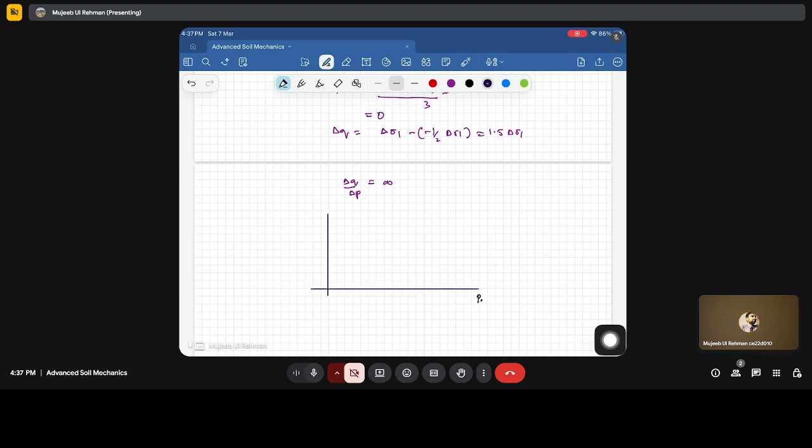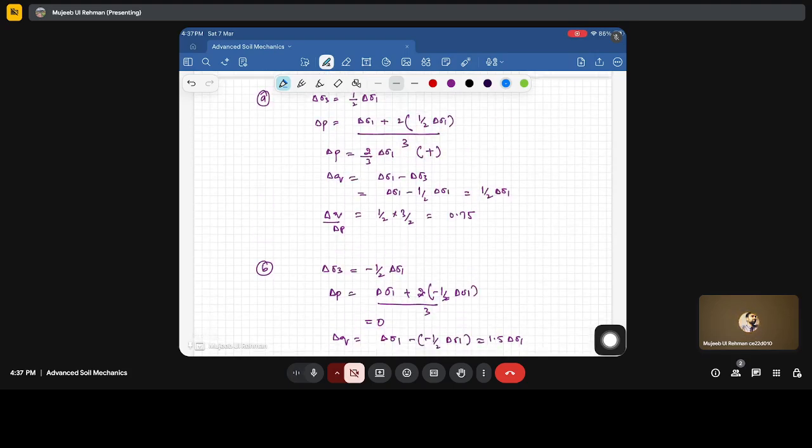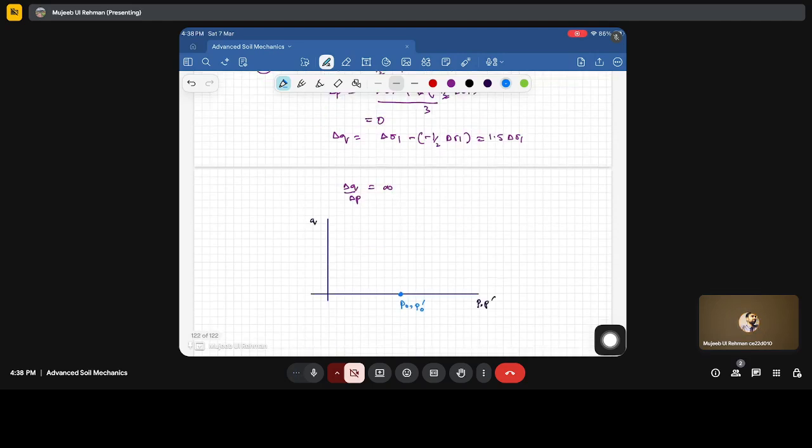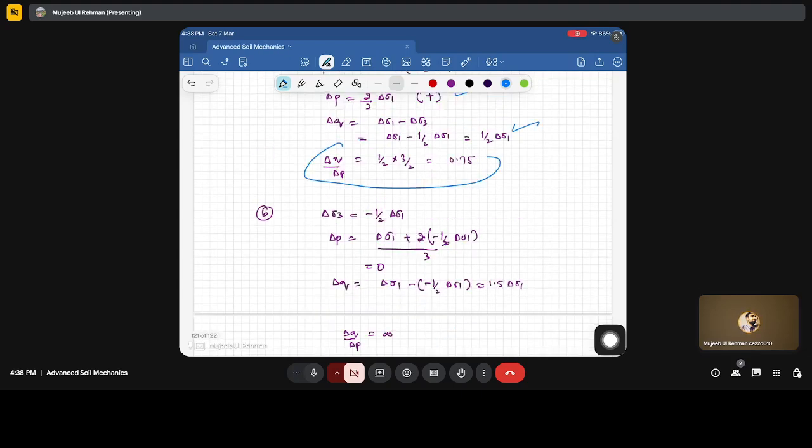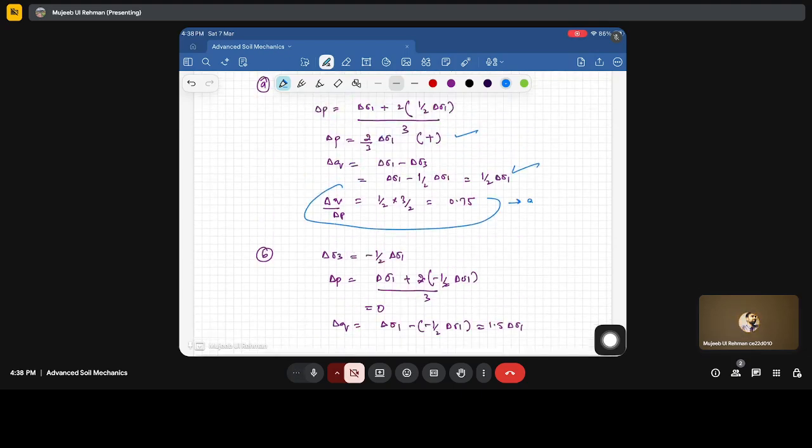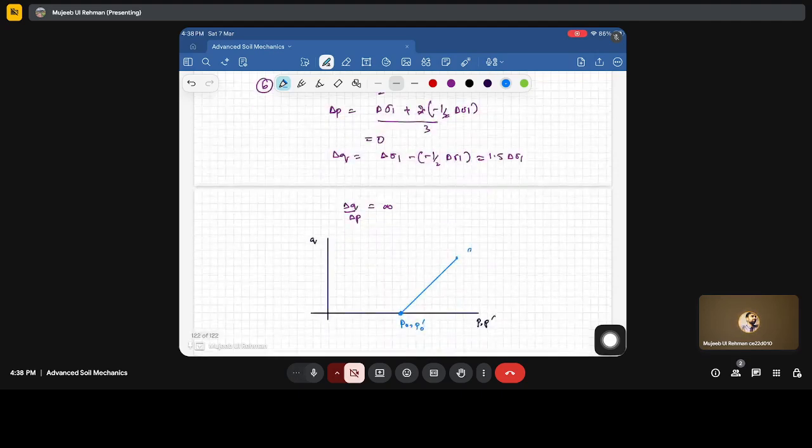This is P dash and Q. So the initial point is P naught dash. Now for A, both are increasing. P is increasing, Q is increasing, and the slope is positive, so it will move to the right, upwards like this. Let's assume this state we represent by A. So this represents the state A.